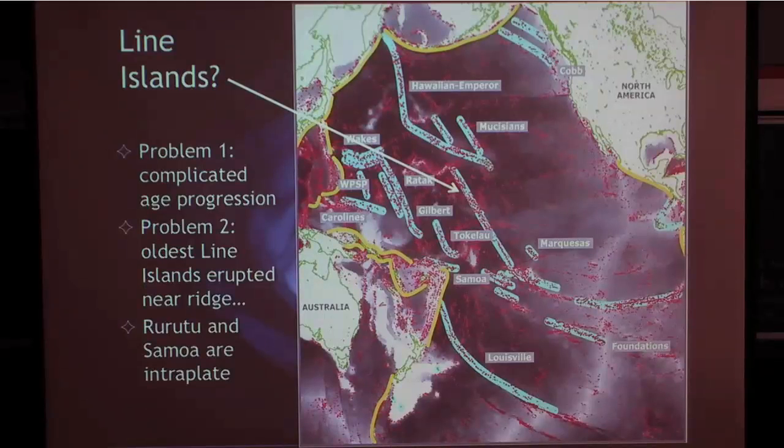Oh, it's on the next slide. That's what it is. Okay, never mind. It's on this one. So here's our Line Islands.